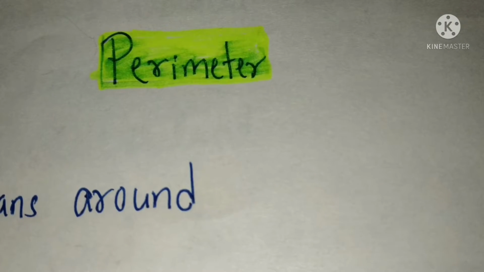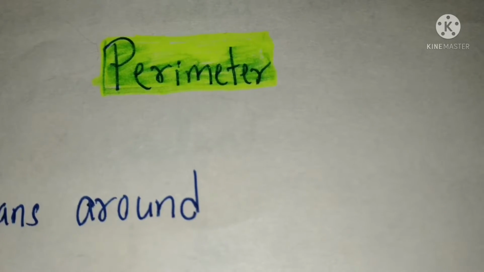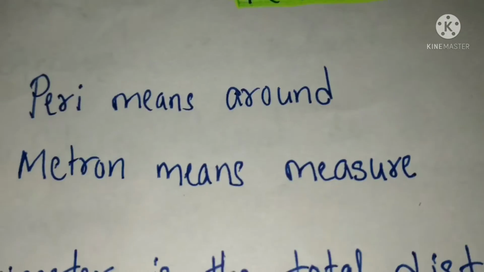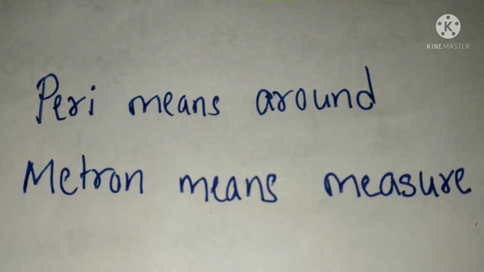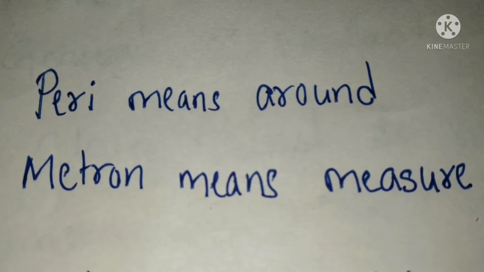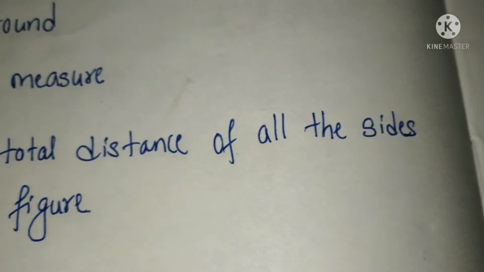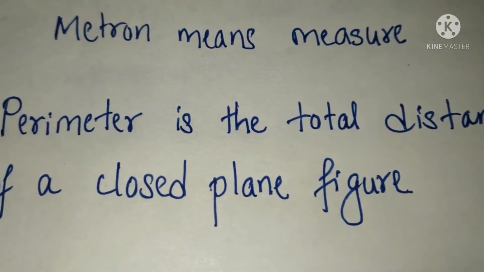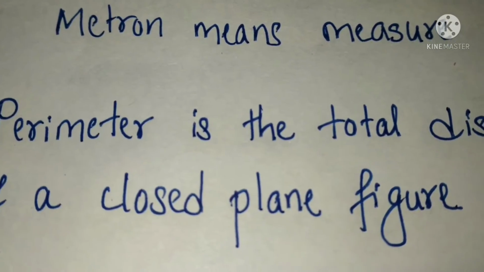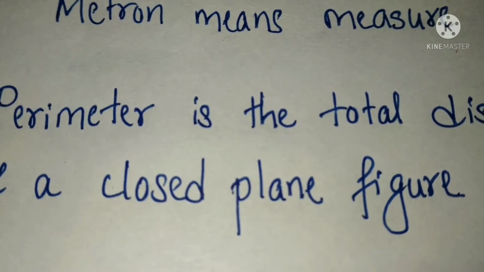Hello everyone. In this video we are going to learn about perimeter. Perimeter is made up of two Greek words. Peri means round, metron means measure. Thus, perimeter is the total distance of all the sides of a closed plane figure. So, perimeter is calculated by adding the lengths of all the sides of a closed plane figure.